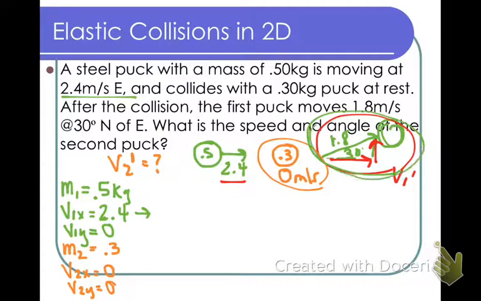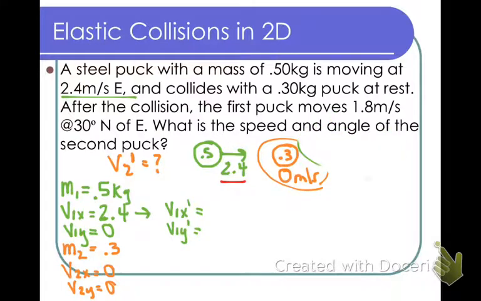We know the final velocity of our first object. We know that v sub 1 prime essentially, and v sub 1 prime is going to be the hypotenuse of that component triangle. So if I want to solve for v sub 1x prime and v sub 1y prime, that means I want to solve the components of this post-collision velocity. Let me redraw this triangle just a little bit nicer. We know that after our collision, our first puck is moving 30 degrees north of east at 1.8 meters per second.